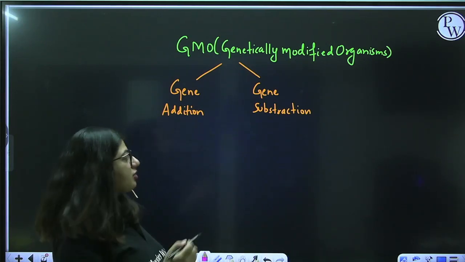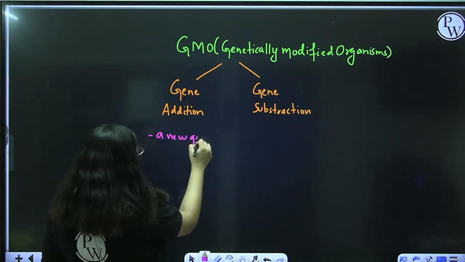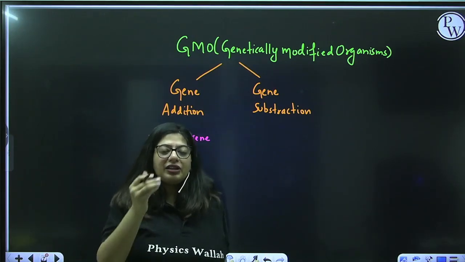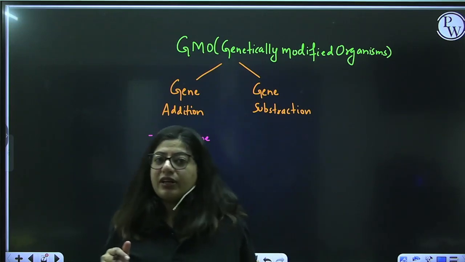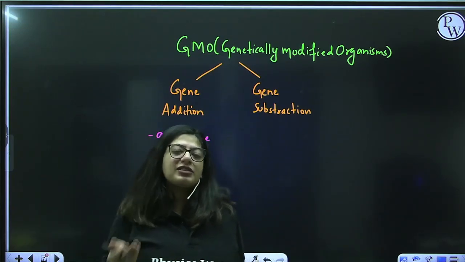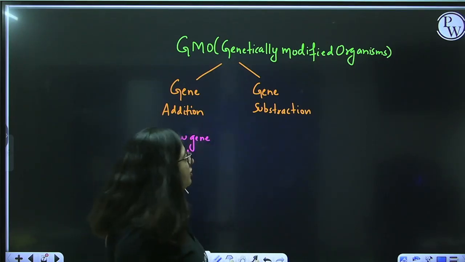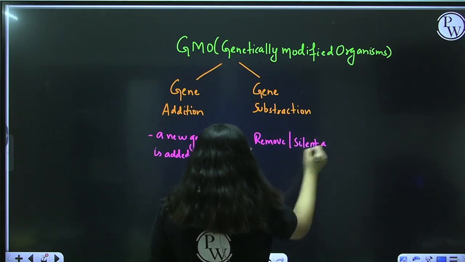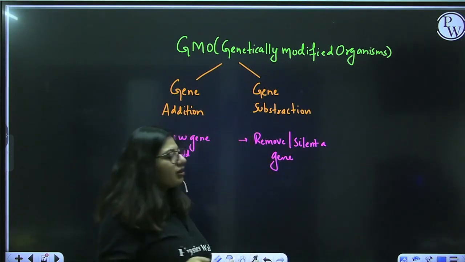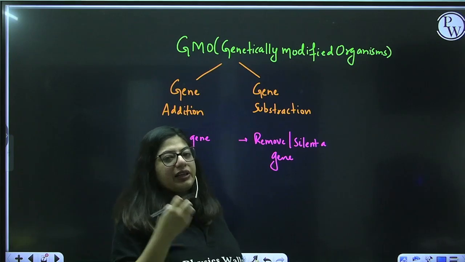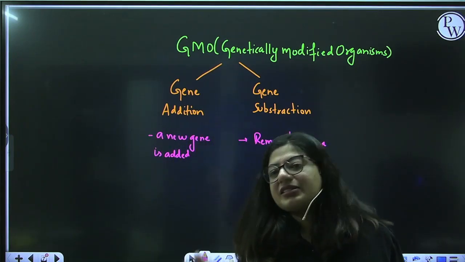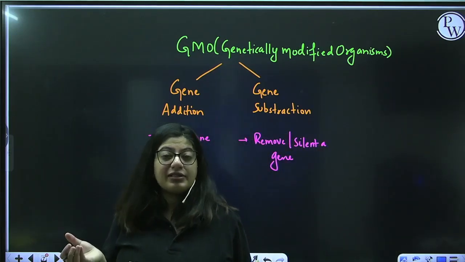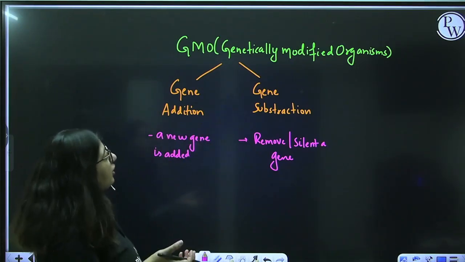In gene addition, a new gene is added. For example, if a plant has less nutritional value, you can add a gene that adds to the nutrition. For example, you can add a vitamin A gene, hence the plant will be rich in vitamin A. Right? In gene subtraction, we remove a gene or silence a gene. For example, if a gene is not good and is causing damage to the plant, you can basically remove that gene. Or there is a protein that is damaging the plant. What you can do is silence the gene of that protein, and hence the plant can be protected. So this is how you can genetically modify organisms.